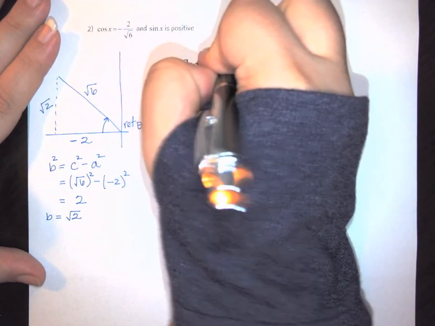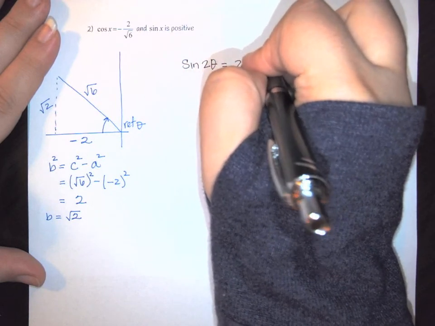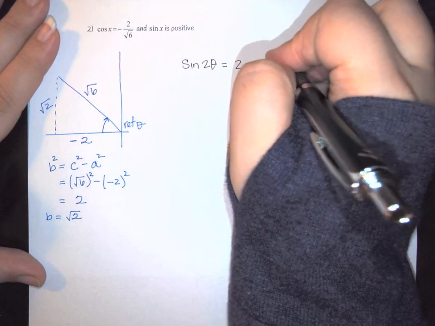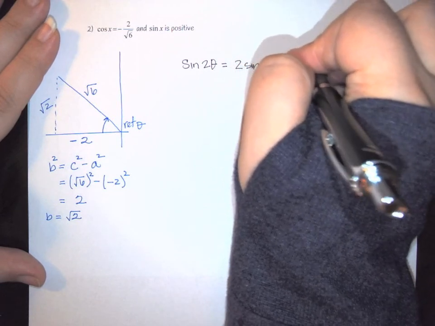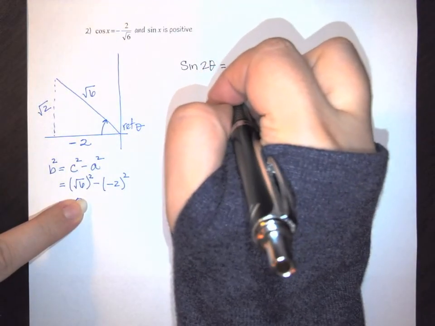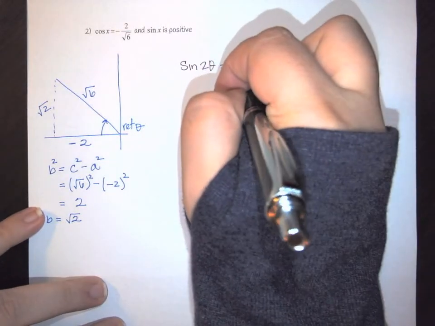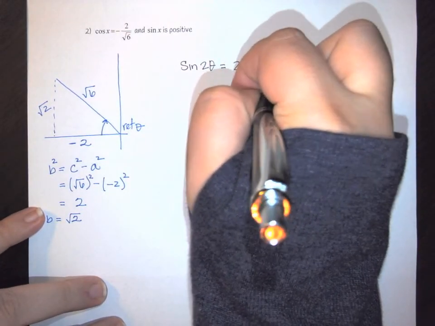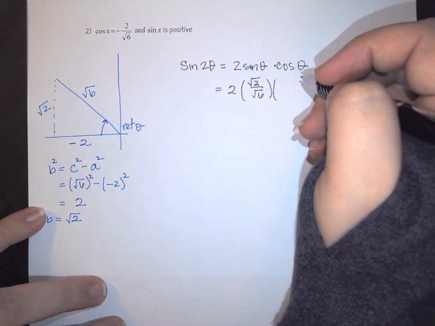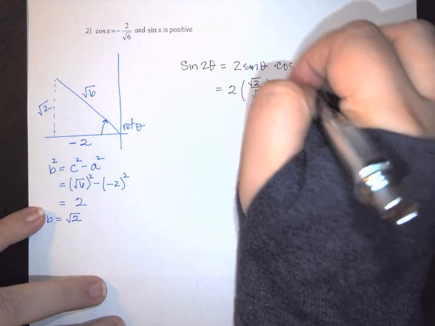Sine of 2 theta is again going to be 2 sine of theta cosine of theta. So here I'm going to go ahead and plug in. This is 2. The sine of theta is going to be opposite over hypotenuse. So this is going to be the square root of 2 over the square root of 6 times the cosine, negative 2 over the square root of 6.